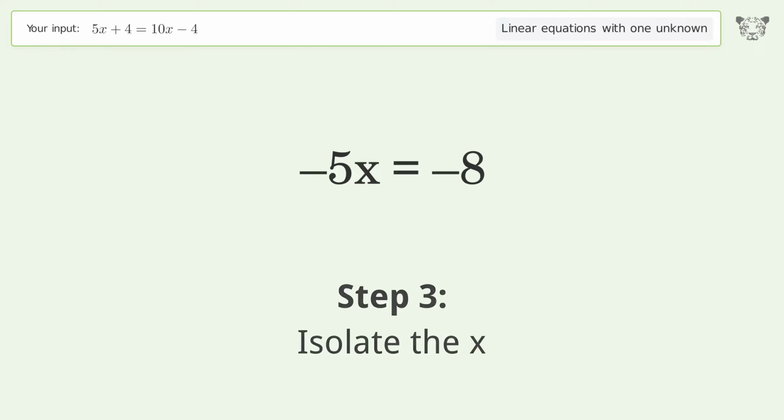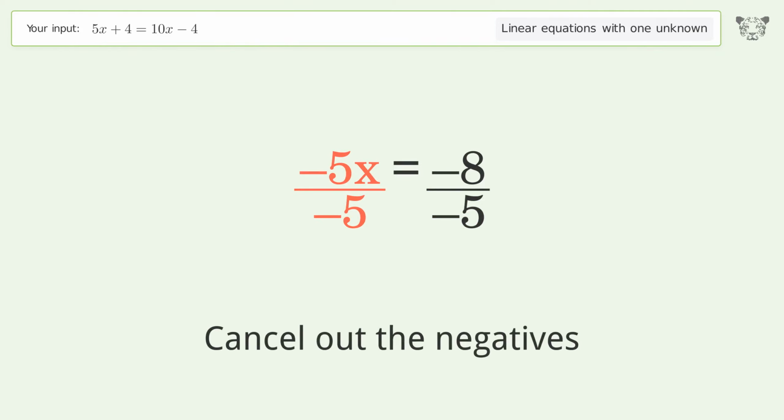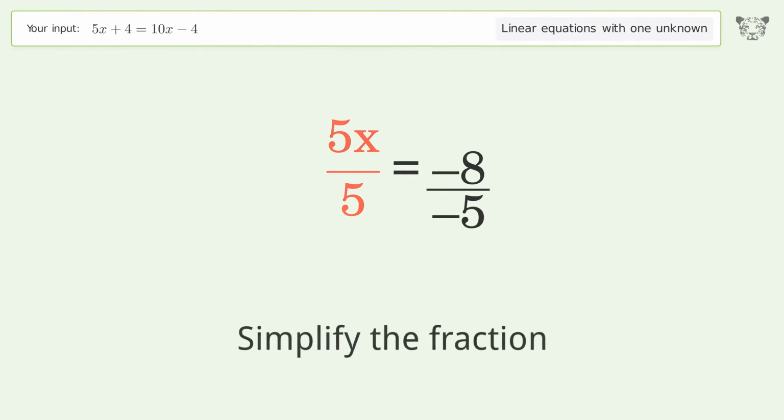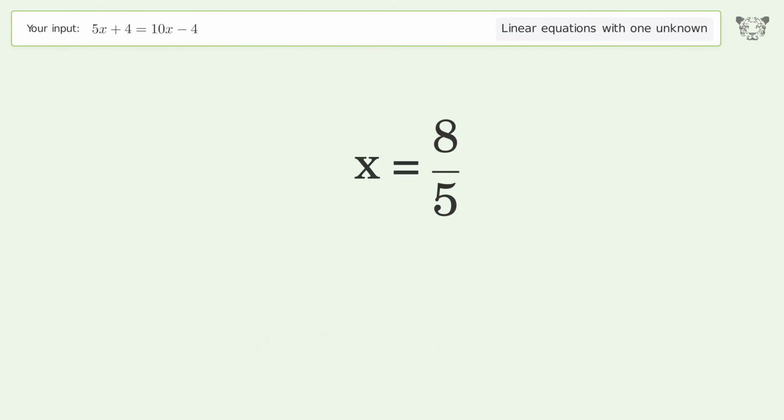Isolate the x. Divide both sides by -5. Cancel out the negatives. Simplify the fraction. Cancel out the negatives. And so the final result is x equals 8/5.